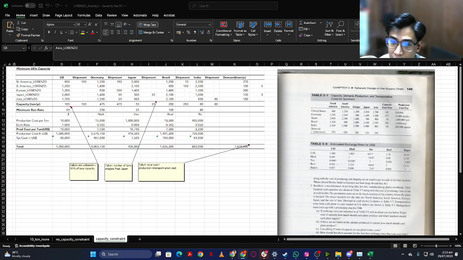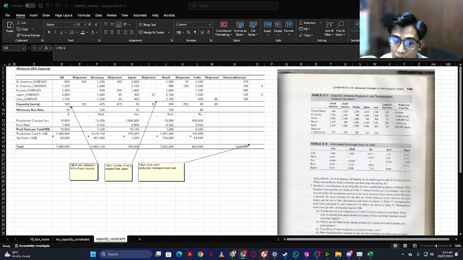The minimum production per plant: each plant must operate at least 50% of its capacity. So it's simple, we simply divide the given capacity by 2. For example, 185 divided by 2 gives us 93, to determine the minimum tonnage each plant should produce. If we have the US capacity of 180 divided by 2, the minimum run rate should be 90. For Germany, which is 475 or 476, divided by 2, the minimum is 238. For Japan, 50 divided by 2 is 25. And 200 divided by 2 is 100, and then 80 divided by 2 is 40. And so on and so forth.